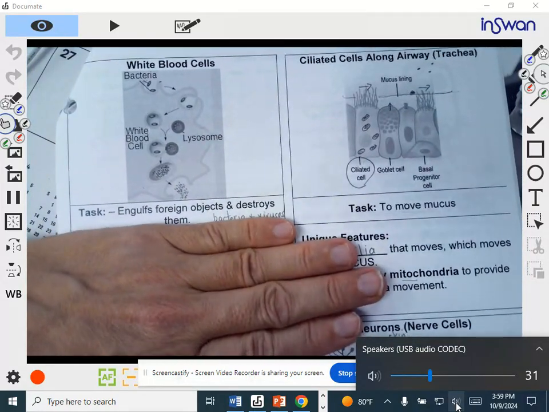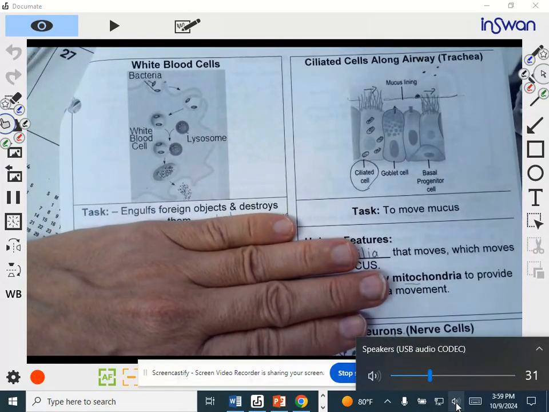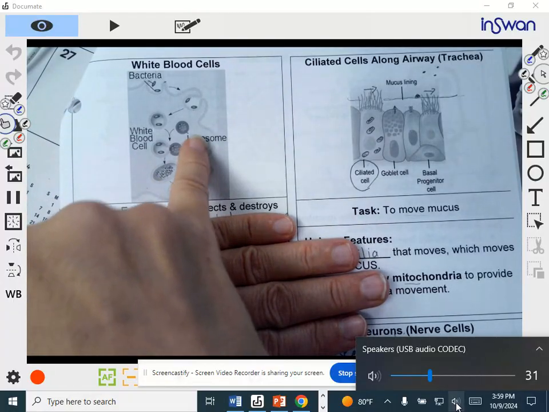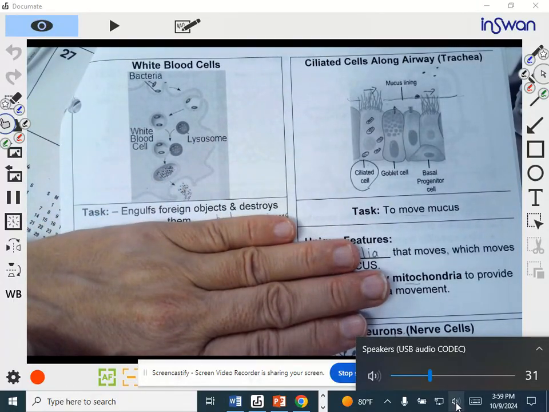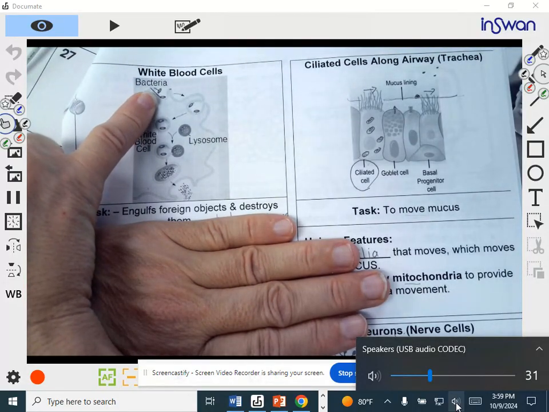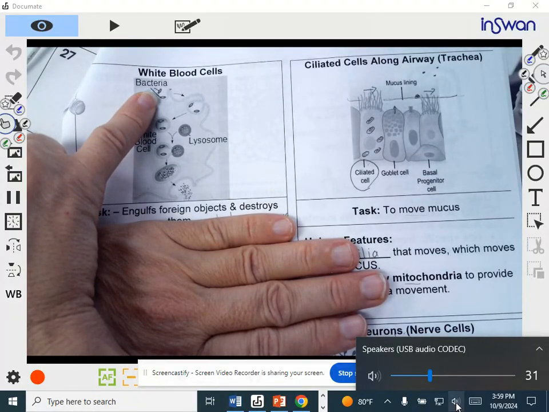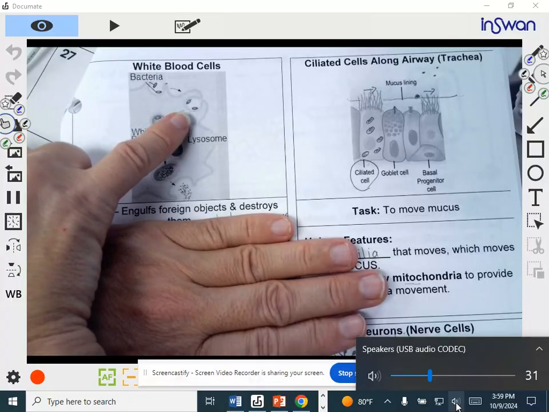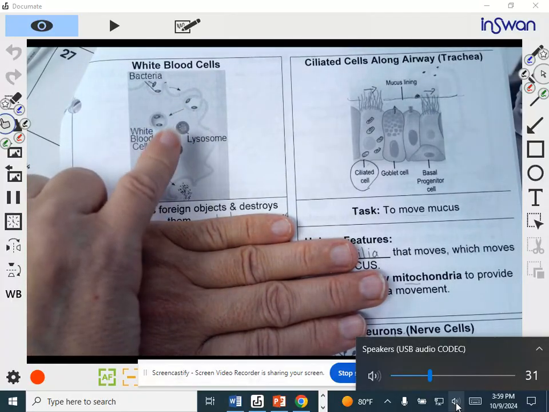So let's take a look at some other types of specialized cells. So here we have white blood cells. And if you look in white blood cells, you can see they're going to have a lot of these structures, a lot of lysosomes. So white blood cells fight infection. If there's anything that's foreign to your body, like bacteria or viruses or even things that are not living, your white blood cells can engulf those and will use their lysosomes.